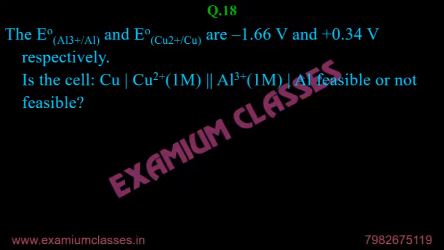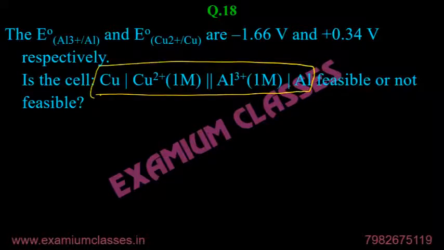Next question. The E naught of aluminium and copper are given. Is the cell feasible or not? Now, this is the same question we have done, but it is asked differently. Basically, it is checking whether you know how the cell is represented or not. If you know how the cell is represented, you can solve it because you already know E cathode minus E anode should be greater than 0.